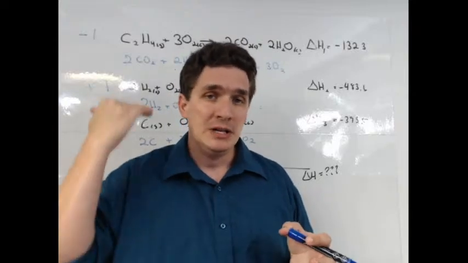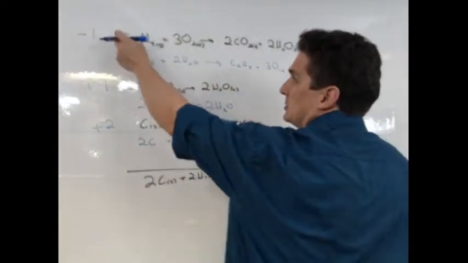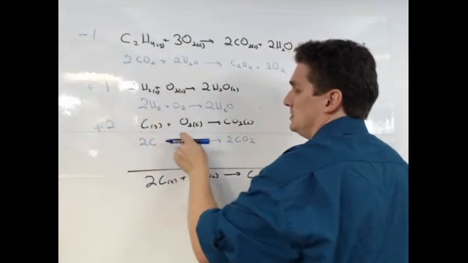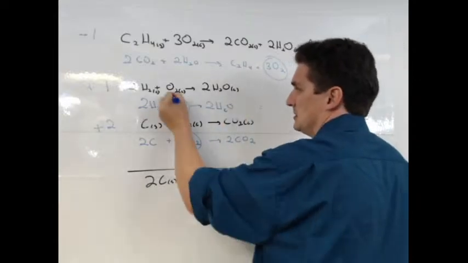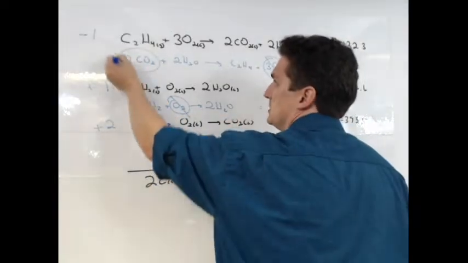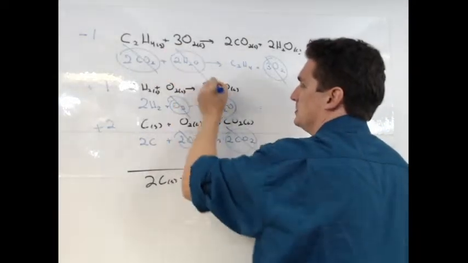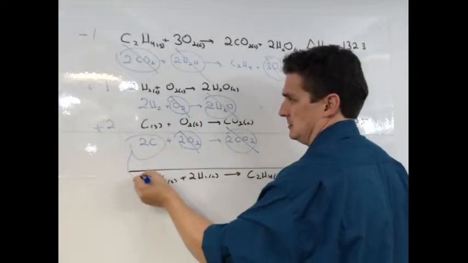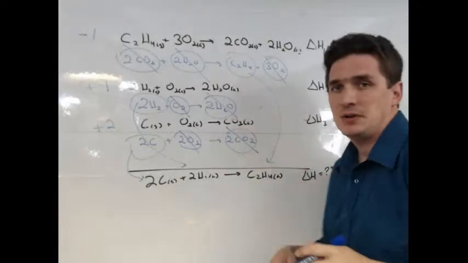Before you finish this whole process, make sure it works out. If we subtract this reaction, add this reaction, and do twice this reaction, we've got 1, 2, 3 O2s, so our 3 oxygens cancel out. We've got 2 CO2 and 2 CO2, so our CO2s cancel out. 2 H2O and 2 H2O, so our 2 H2Os cancel out. And we get our 2C, our 2H2, and our C2H4.